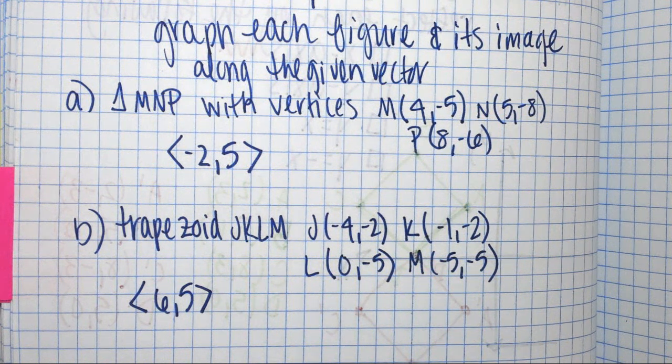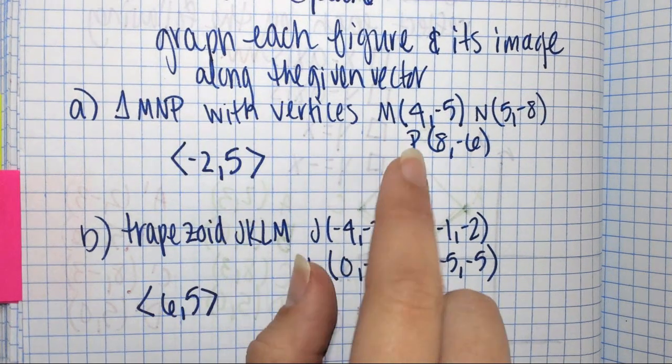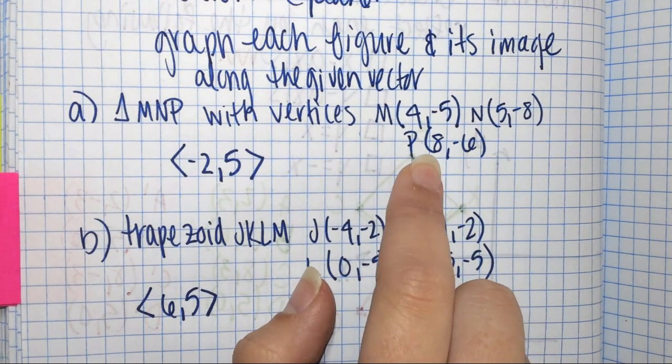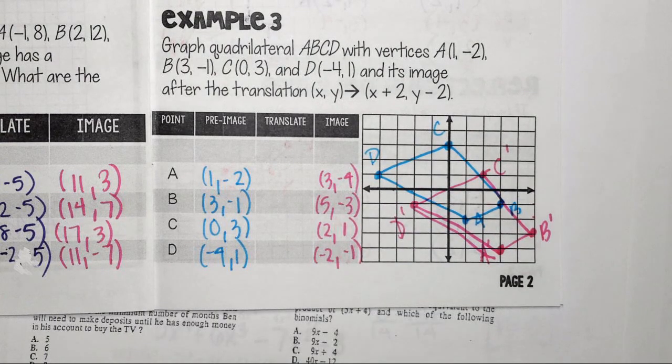Does everybody understand? Right now, so that we can ask questions if we're confused. You're graphing it, and I want you to write down the new vertices of your new image with the vector, just like what we did in our notes.